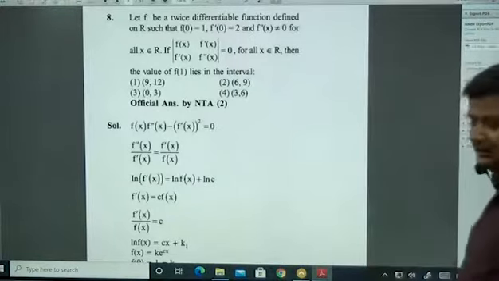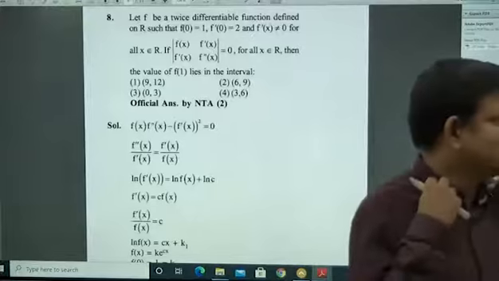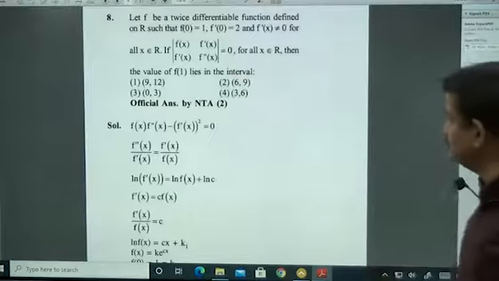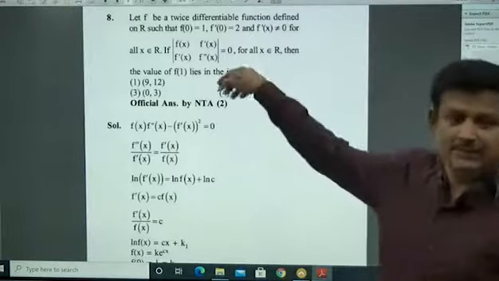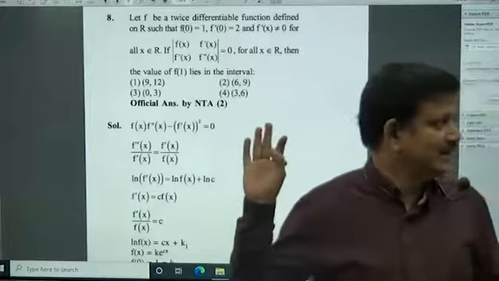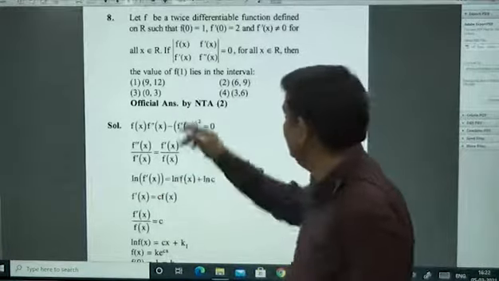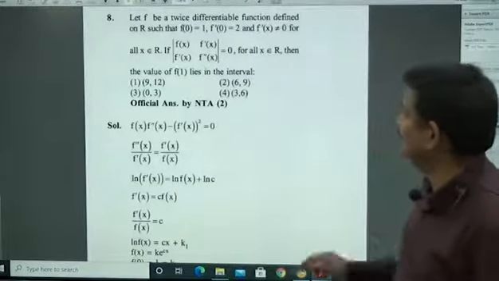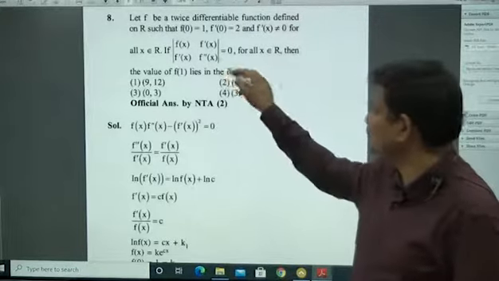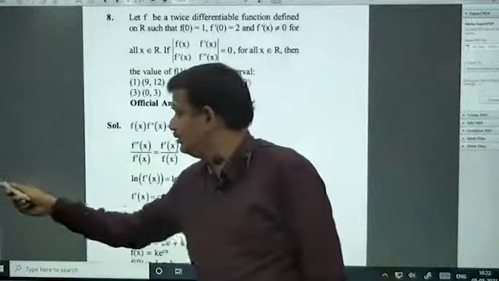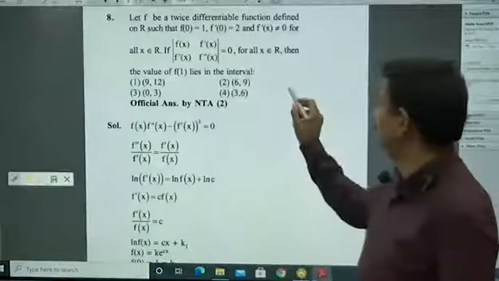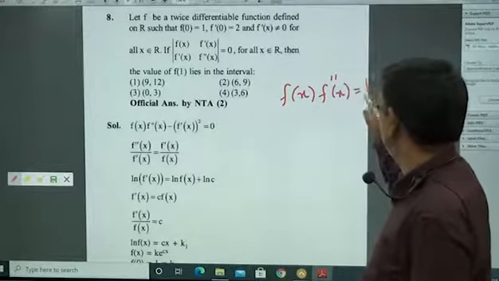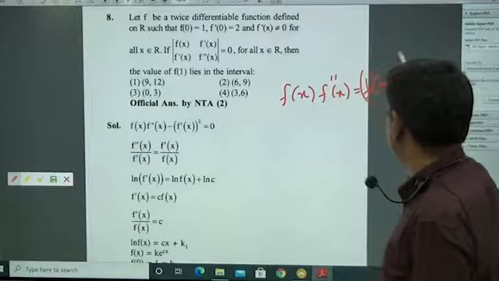Let f be a twice differentiable function such that f of 0 is 1, f dash 0 is 2, and the determinant of f of x, f dash x, f dash x, f double dash x is zero. Find the value of f of 1. So, a simple determinant. How to evaluate it? This gives f of x into f double dash x is equal to f dash x whole square.